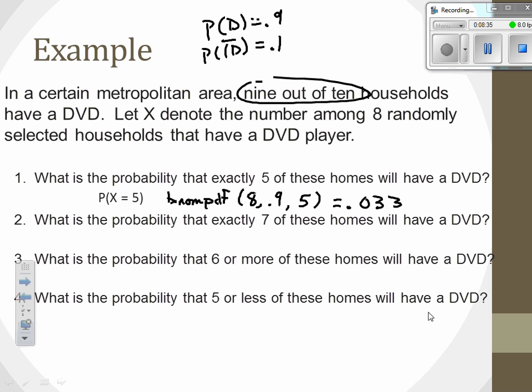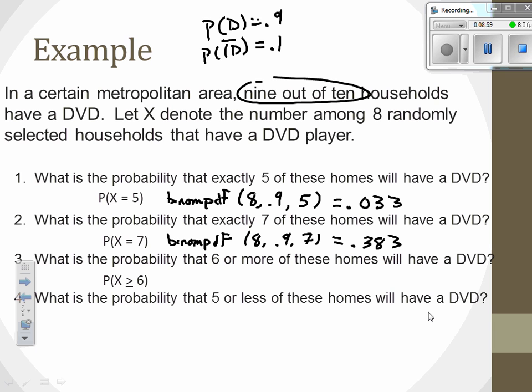Don't have to set up the whole table this time. What's the probability of exactly 7? Again, this is a binomial PDF because it's a particular value. So this time we're going 8 homes again at 90%, and then we want 7, and that would be 0.383.